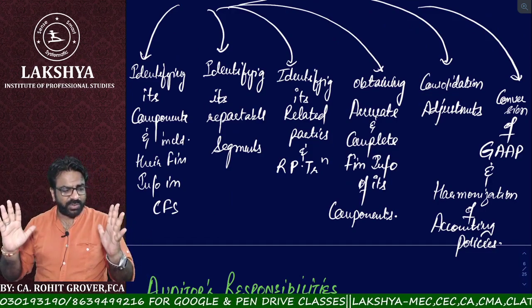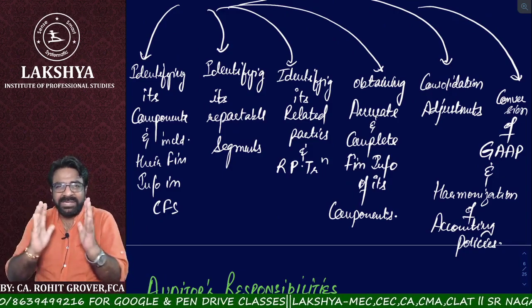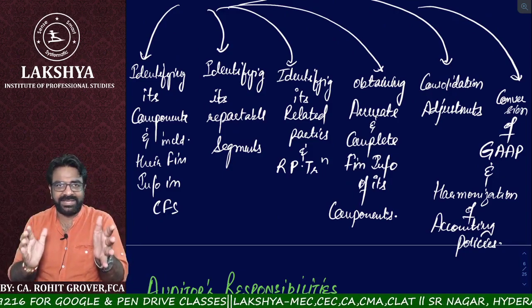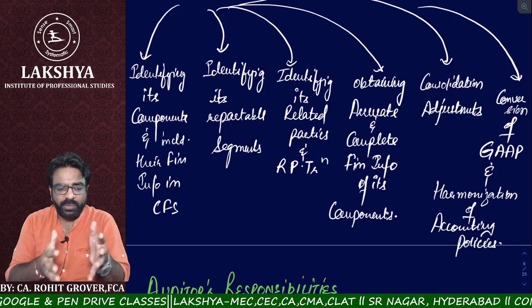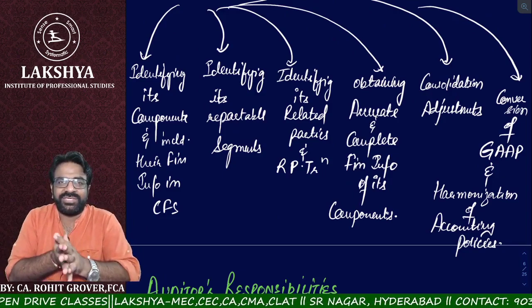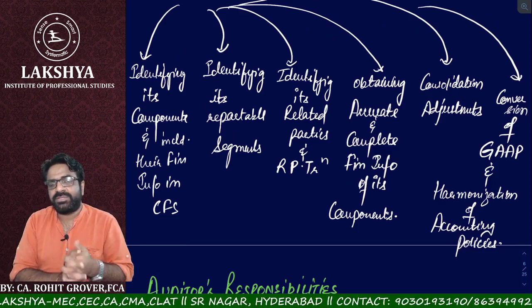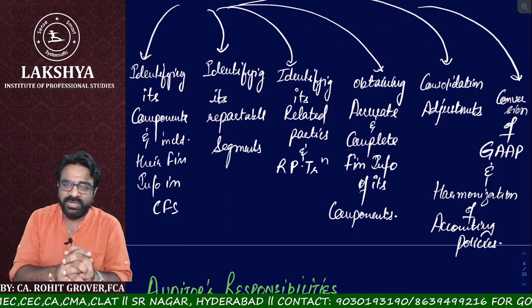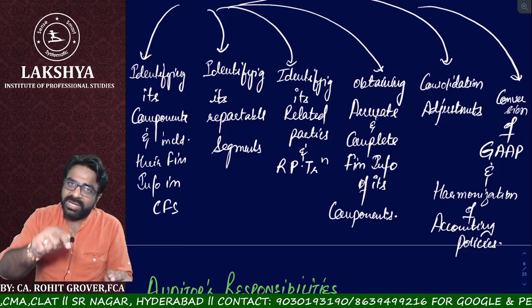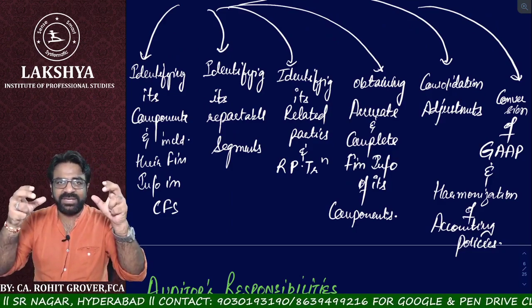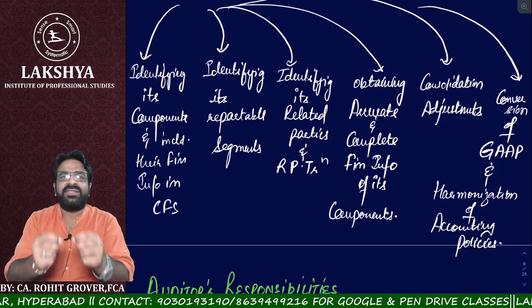Now when we do the consolidation, what will happen? It will create a problem to consolidate the SLM method with the WDV method. So what will we do? We will do the harmonization. Harmonization of what? Of accounting policies. Sir, what do you mean by harmonization of accounting policies? It is required to be done only when the holding's and subsidiary's accounting policies are not the same, they are different.